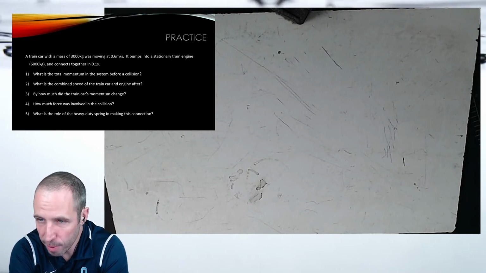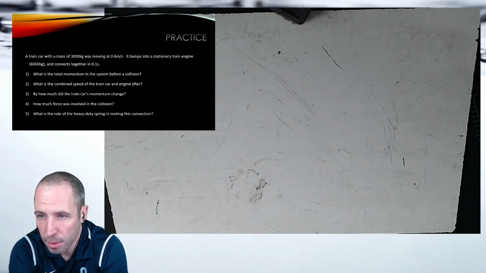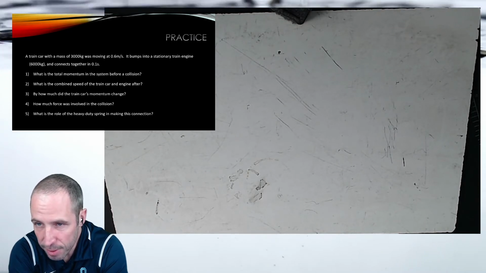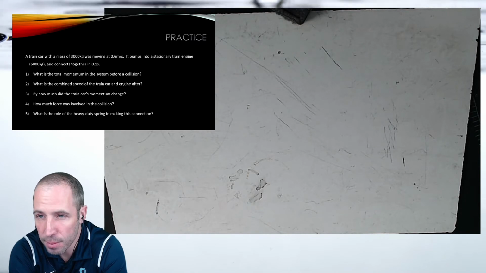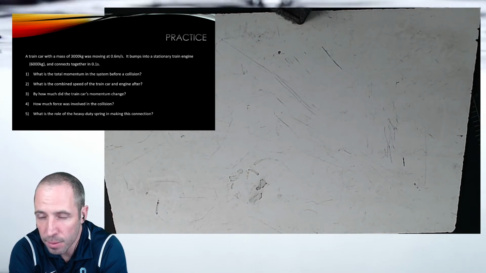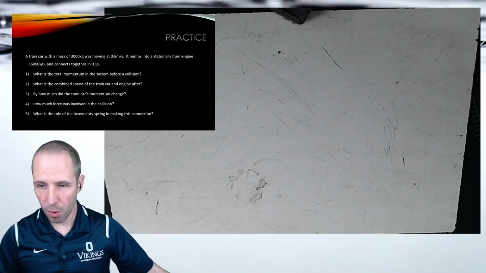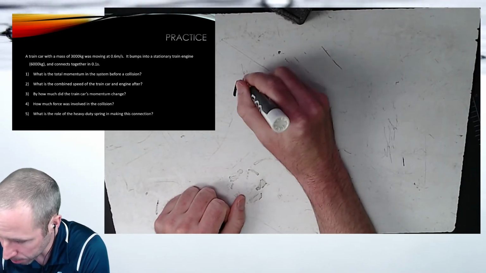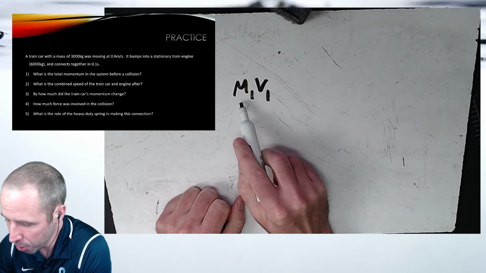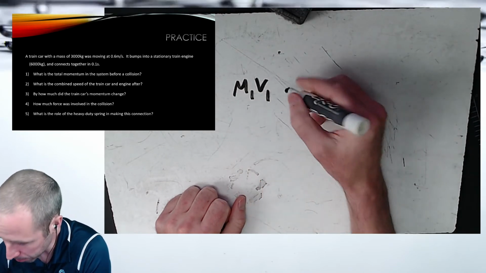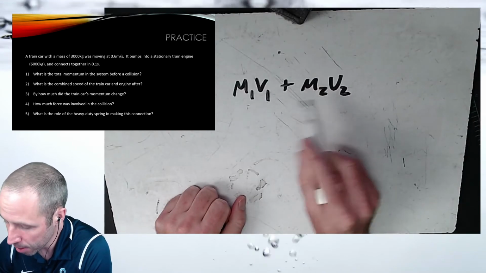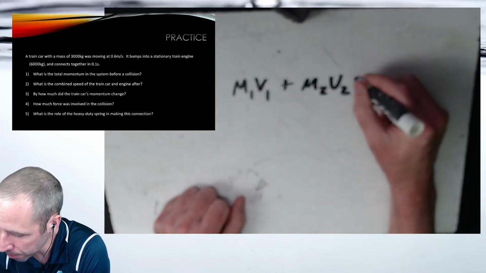Were they stuck together beforehand? No. Will they be stuck together afterwards? Yes. Okay, so now I'm ready to go. I know there's 2 objects. I'm going to write down the term that represents the momentum of the car, term that represents the momentum of the engine. They're going to be separate beforehand.